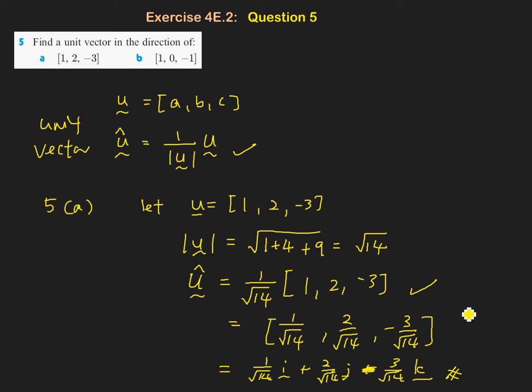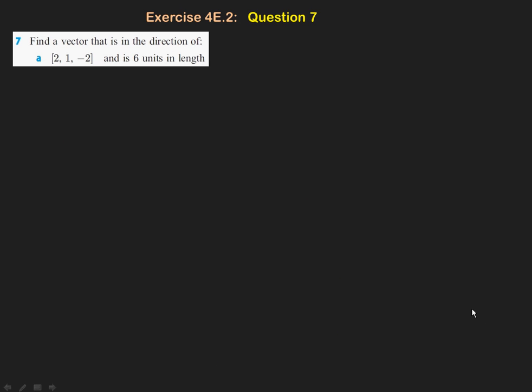And the question is why we want to find a unit vector. What's the point? There's some application to finding a unit vector, and I'll show you. Now look at question 7 in the same exercise. Find a vector that is in the direction of (2, 1, -2) and is 6 units in length. That means, I'll let u be this vector (2, 1, -2).